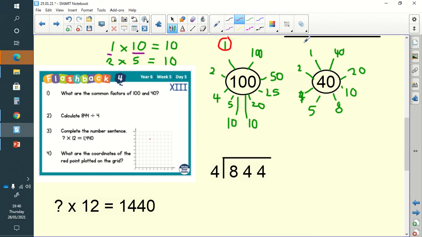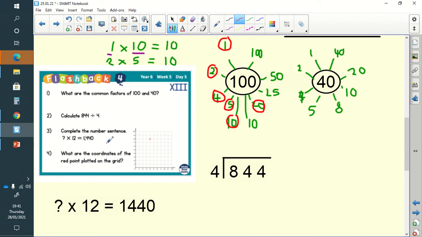So we've got 1 is a factor of both. 2, 4, 5, 10, 20, not 25, not 50, and not 100. So we found all the common factors: 1, 2, 4, 5, 10, and 20.